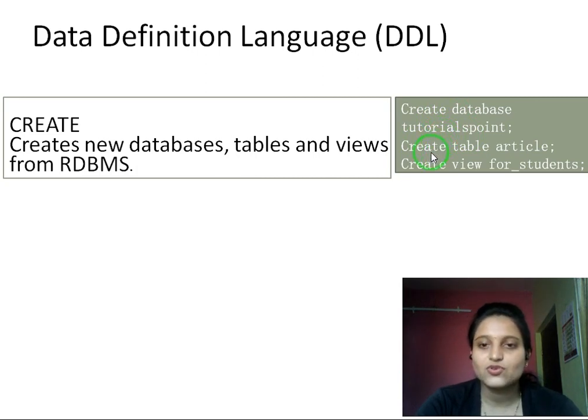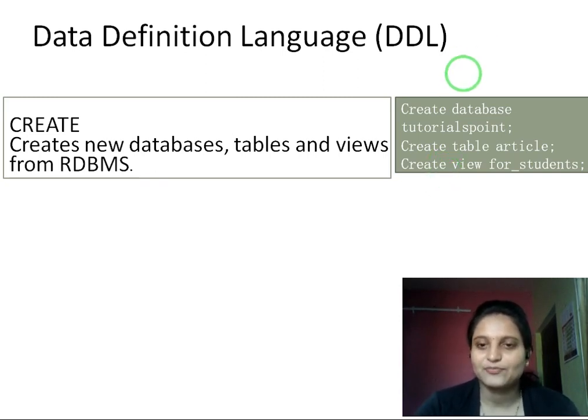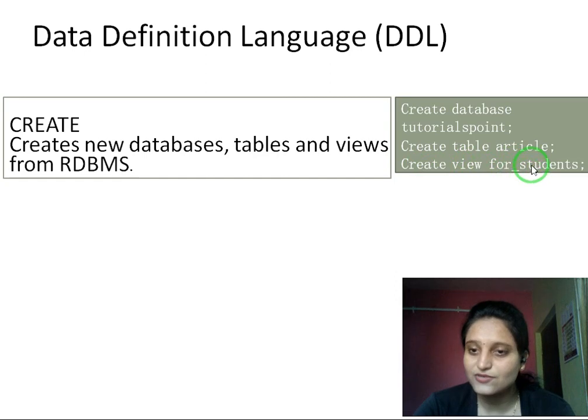So after creating the database, you create one table, that is relation. To create a table, use create table and the table name. Create table are the keywords used to create a table, and article is the table name. You can give an appropriate table name to your table. For creating a view, you write create view, and for underscore student is the view name.